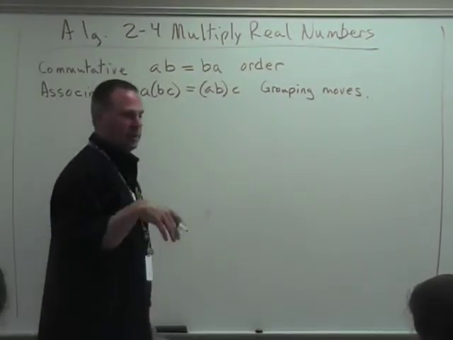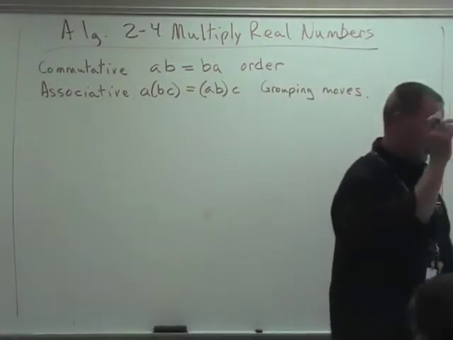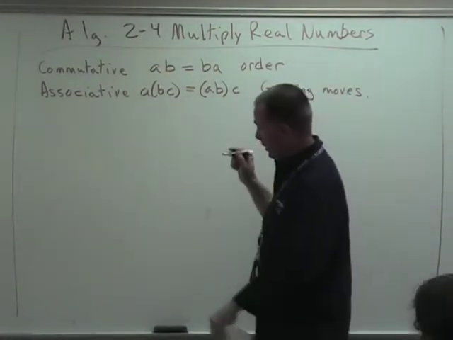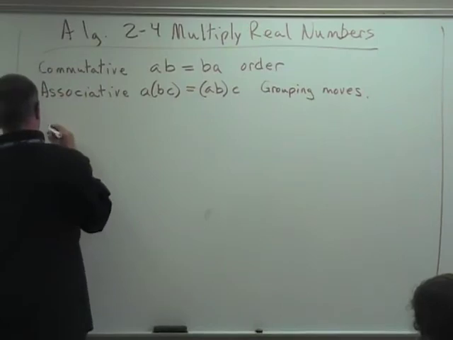Identity and the zero property: anything times 0 is 0, anything times 1 is itself. You can look at those in your book. You've had those multiple years in a row now.